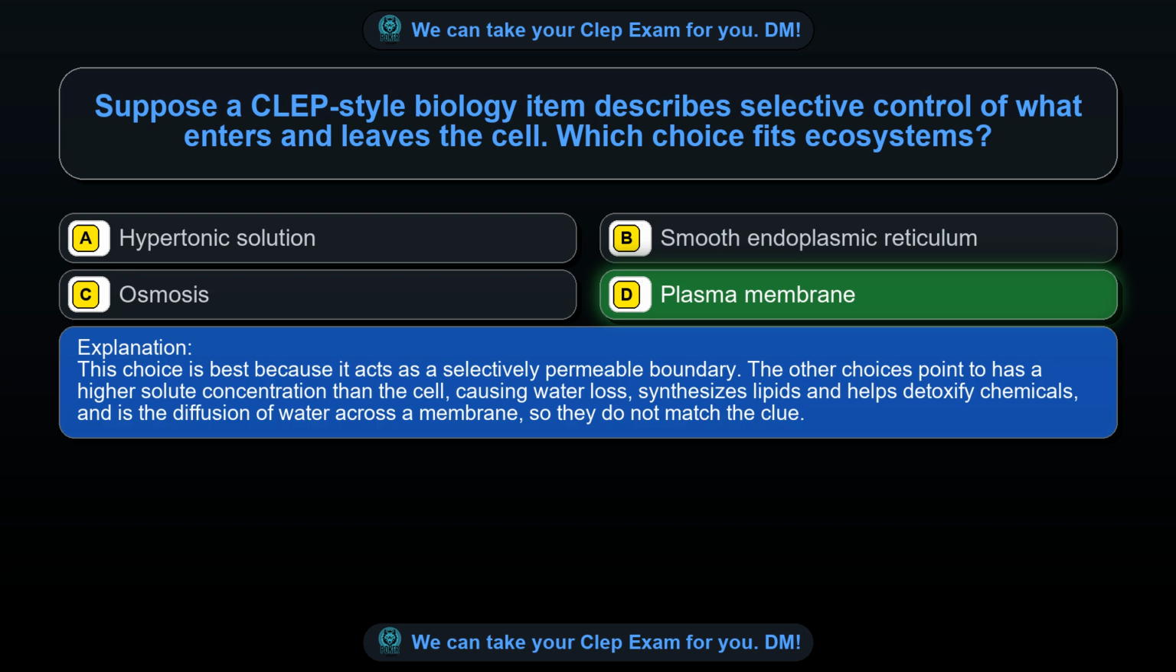This choice is best because it acts as a selectively permeable boundary. The other choices point to a solution that has a higher solute concentration than the cell, causing water loss, an organelle that synthesizes lipids and helps detoxify chemicals, and the diffusion of water across a membrane, so they do not match the clue.